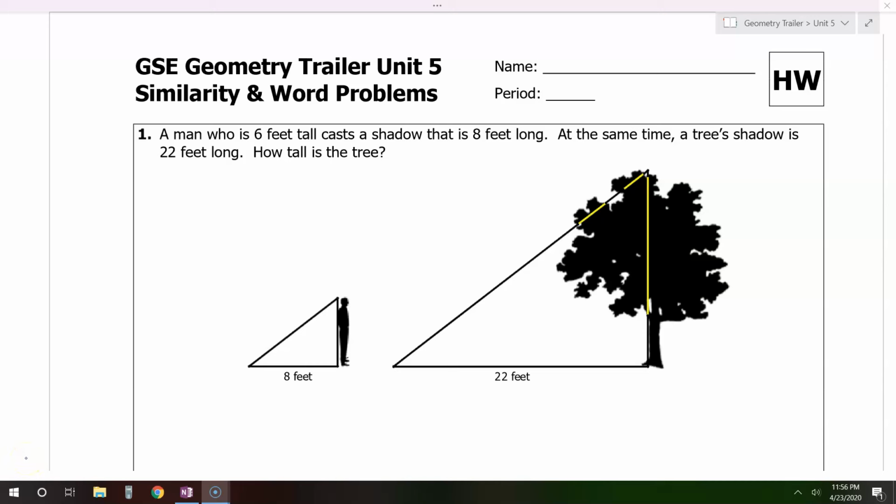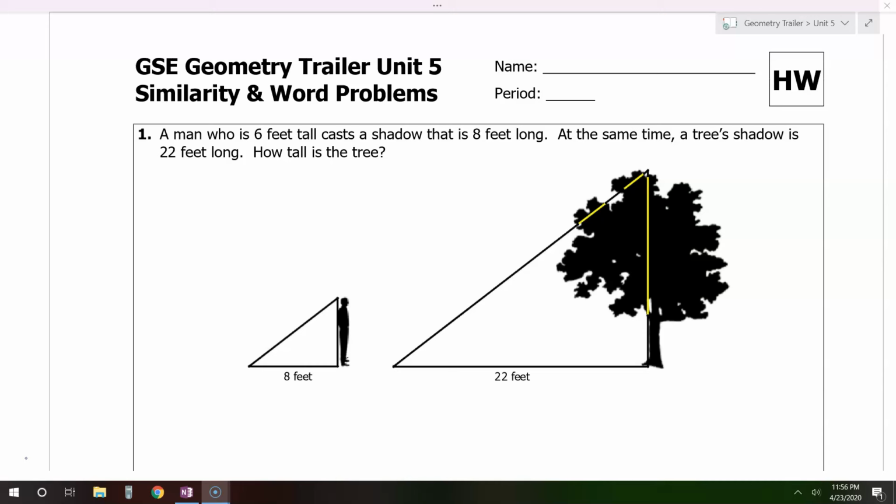In this video, I will show you how to solve word problems that either involve similar triangles or quantities that are proportional. So, problem number 1: a man who is 6 feet tall casts a shadow that is 8 feet long. At the same time, a tree's shadow is 22 feet long. How tall is the tree?